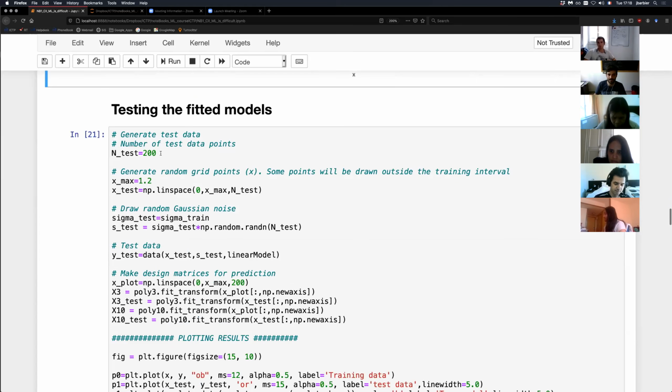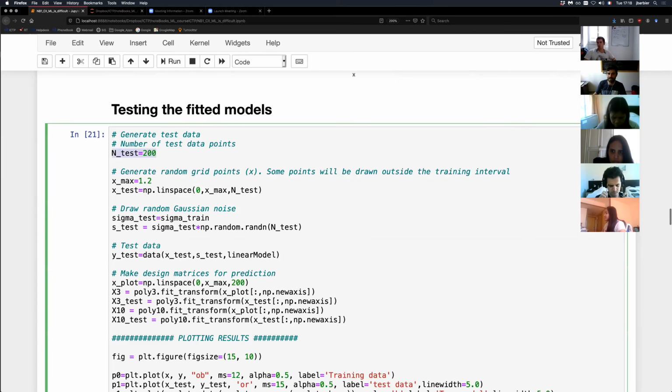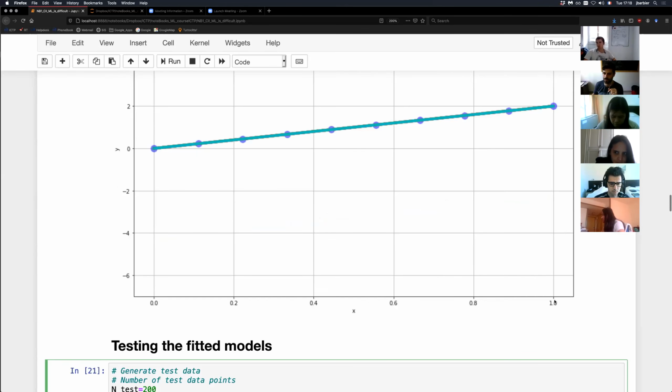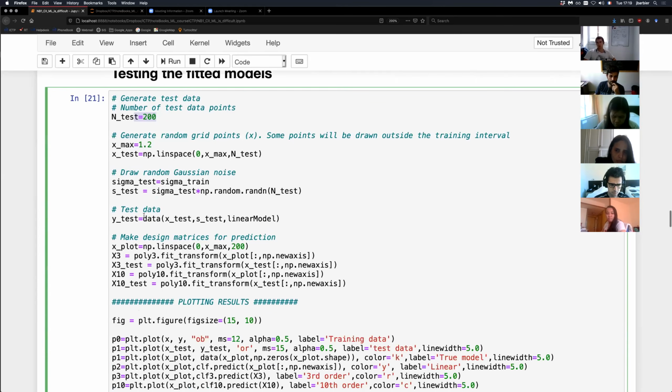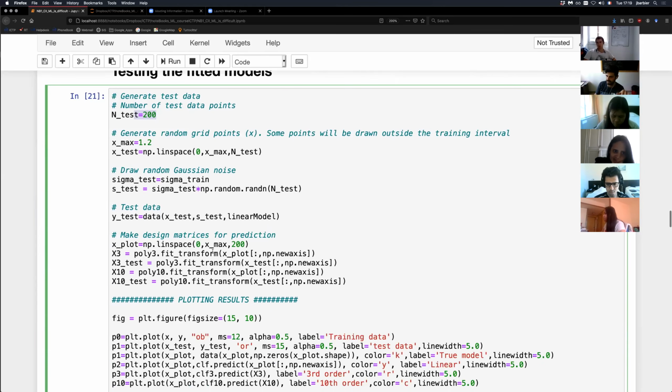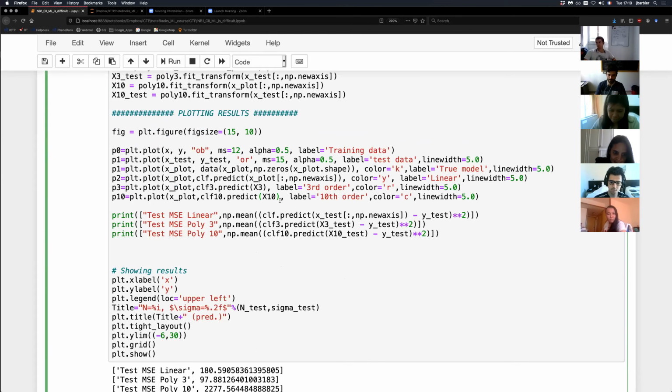And now we generate test data, and I will allow myself to have test data that goes beyond the range on which we trained. The range on which we trained was from 0 to 1. Now we'll go up to 1.2. I have 200 test data points, generated according to the same model. Let's plot what happens if we use our models to predict on these test points that were never seen during the training.